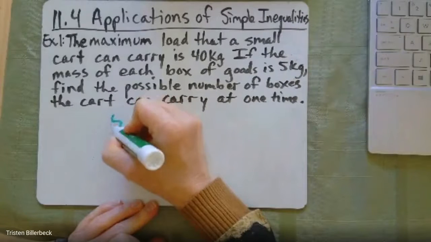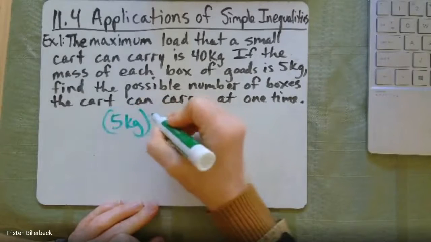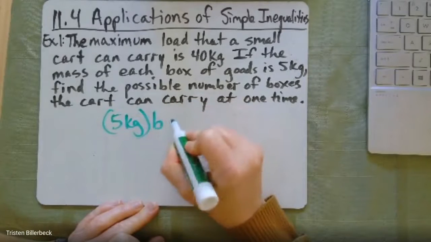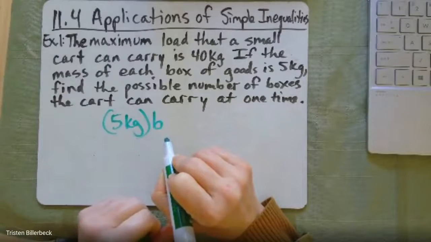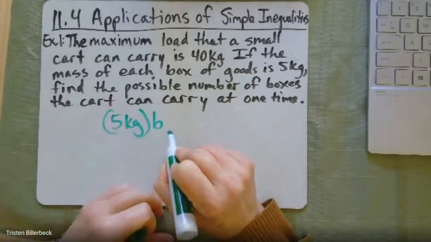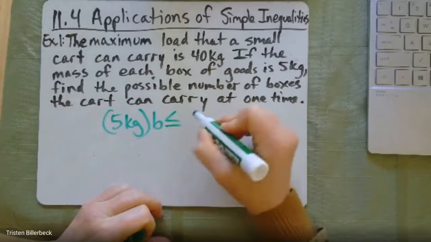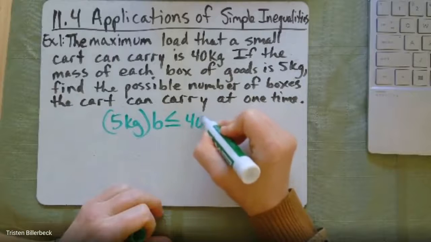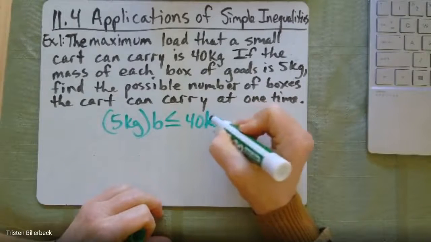So we're going to say 5 kilograms times the number of boxes, and we're going to break the cart if we put in more than 40 kilograms. So that needs to be less than or equal to 40 kilograms.